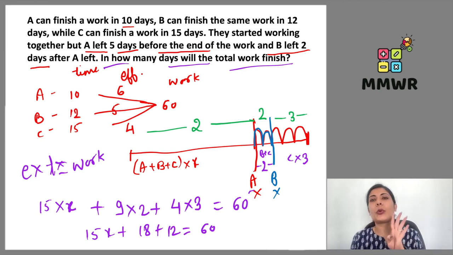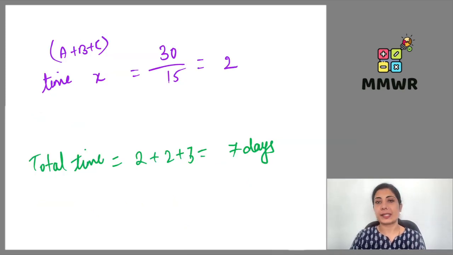So 2 plus 2, total 4 days B has worked. How long has A worked? Only for 2 days A has worked. And for how long have all three of them worked? Only for 2 days, all three of them have worked. B and C have worked for how many days? So 2 plus 2, total 4 days they have worked together. Like this, anything can be asked. We have to just understand the concept.